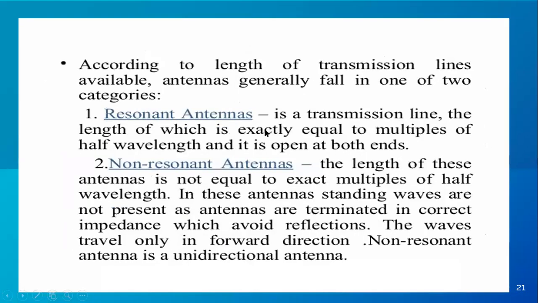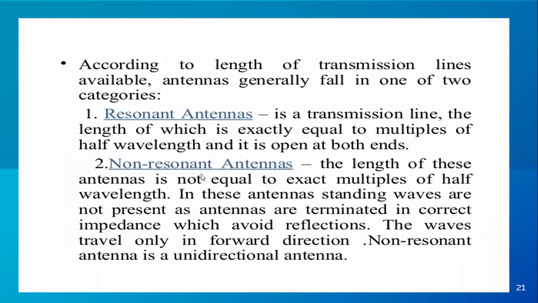Similarly, according to the length of the transmission line available, the antennas generally fall into one more category of two, and that is nothing but the resonant antenna as well as the non-resonant antenna. So it totally depends upon the length of the transmission line. The resonant antenna is one whose transmission line length is exactly equal to a multiple of the half wavelength, and it is open at both ends.